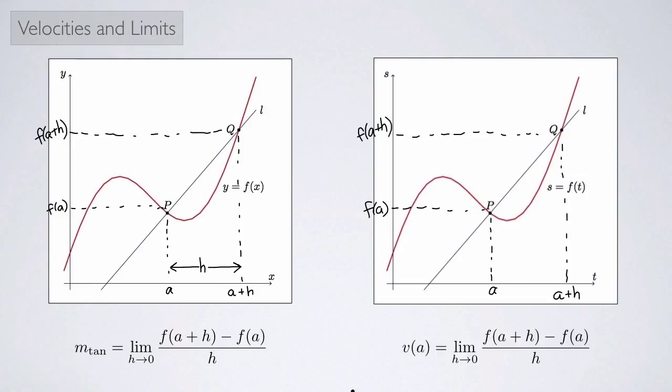And what we're actually finding here is the velocity, the instantaneous velocity at point A, by letting the limit as h goes to 0 of f of A plus H minus f of A over H. So we can see that what we've already done, finding the slope of the tangent line, also allows us to find instantaneous velocity. So let's look at this in a little more detail.